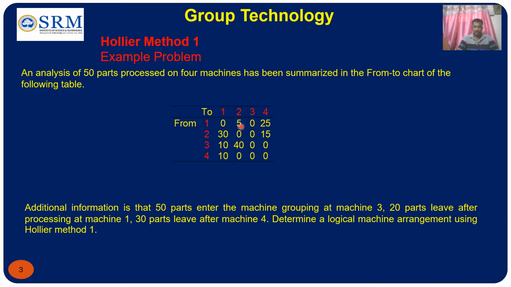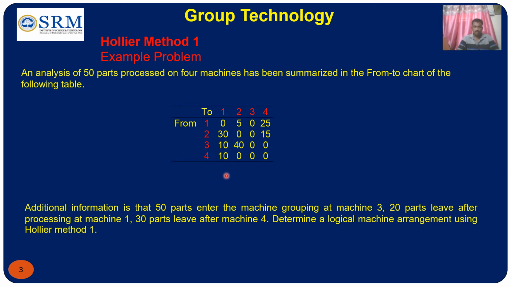From machine 1 to machine 1, 0; machine 1 to 2, 5 parts are moving; machine 1 to 3, no parts are moving; machine 1 to 4, 25 parts are moving. Machine 2 to 1, 30 parts are moving. From machine 2 to 2 means it is not going to move, it stays in the same place, so 0. 2 to 3, no parts are moving. 2 to 4, 15 parts are moving. From 3 to 1, 10 parts are moving. From machine 3 to 2, 40 parts are moving. From machine 3 to 3, no parts are moving. Machine 3 to 4, 0 parts are moving.